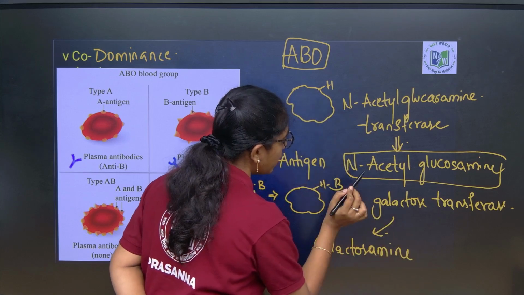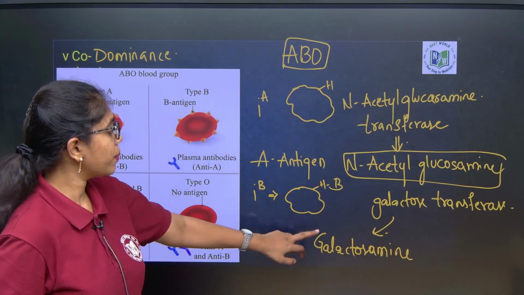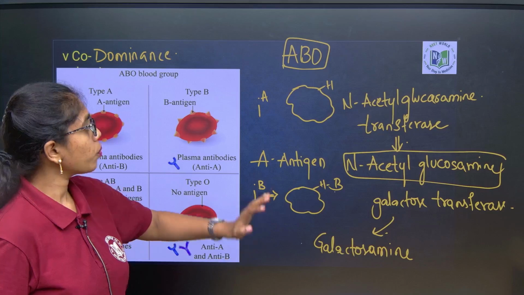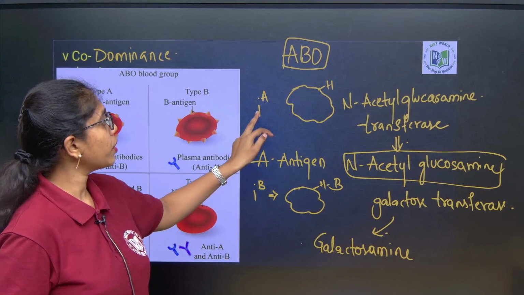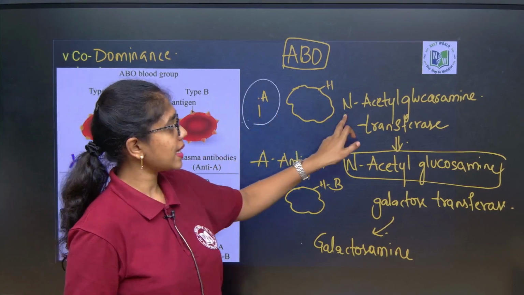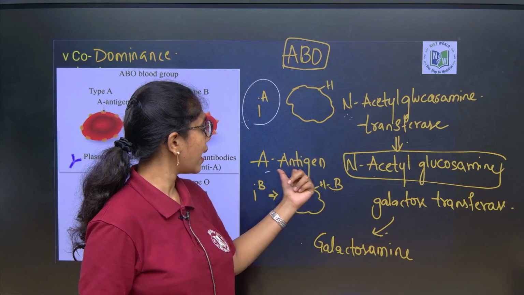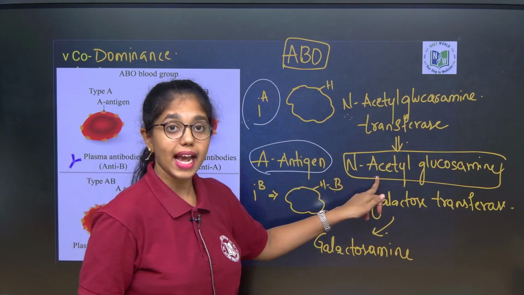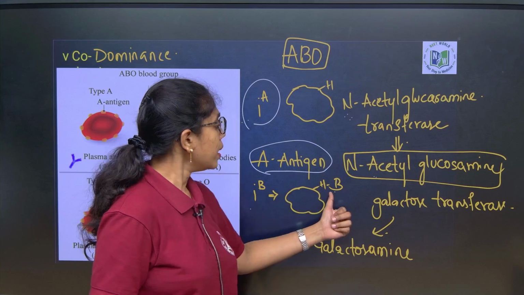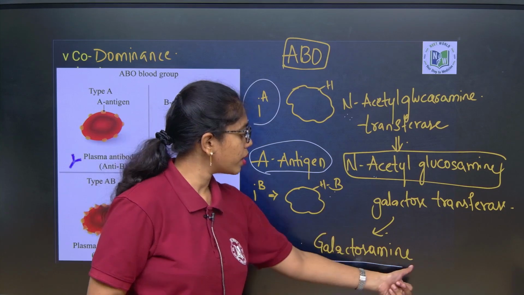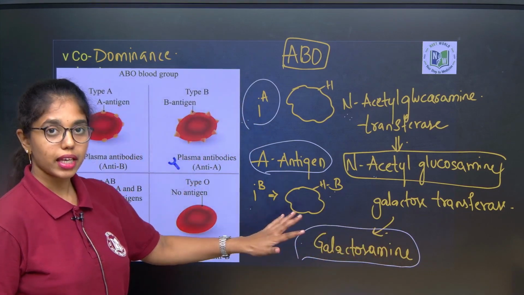This codes for B blood group. This sugar codes for B antigen and B blood group. So here these two you have to keep in your mind. IA allele, that is A antigen, N-acetyl glucosamine transferase, which is adding on to the A antigen, that is N-acetyl glucosamine. IB, that is B antigen, which is coding for galactosamine. Keep that in your mind.